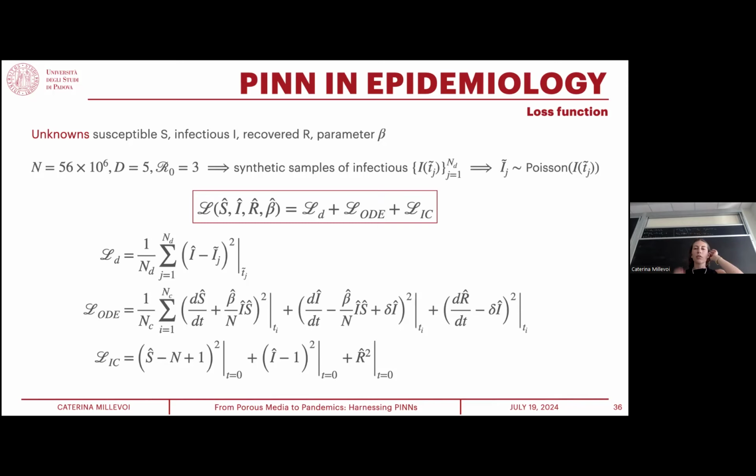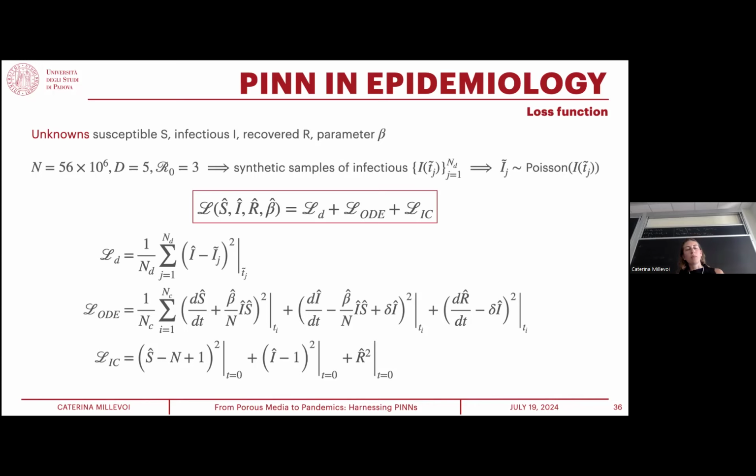So we started from a simple problem. In a realistic application, we usually have data only for the infectious population because it's not possible to measure the number of susceptible or recovered individuals. So we fixed the parameters to some values that were realistic of COVID in Italy, and we generated a synthetic data set and we perturbed it with an error.